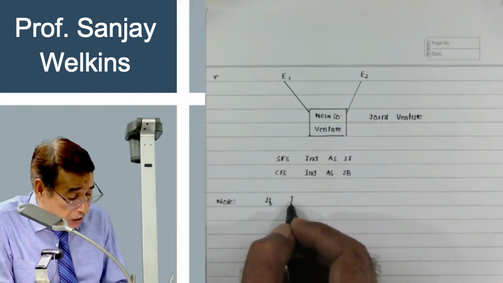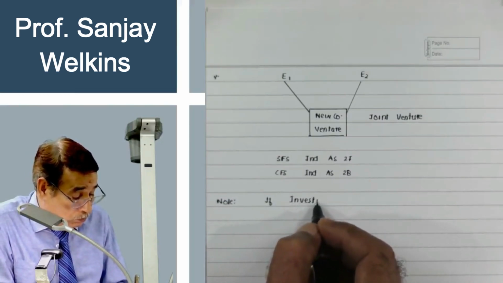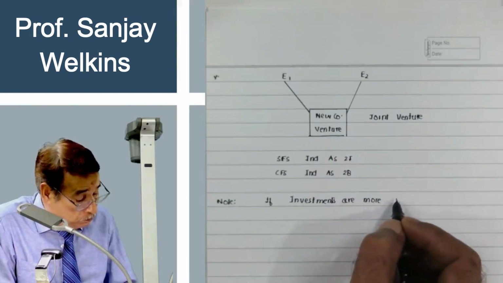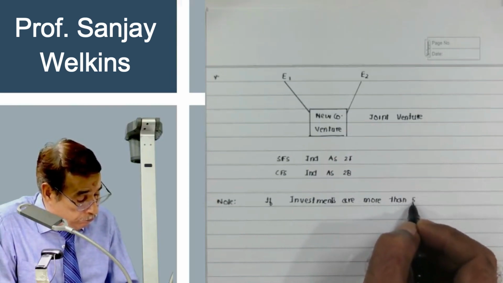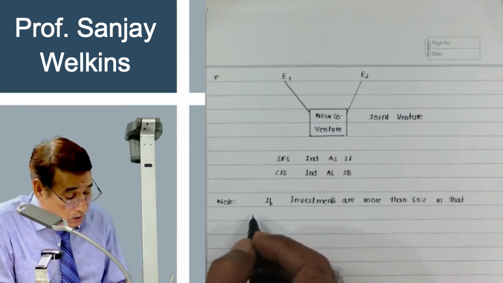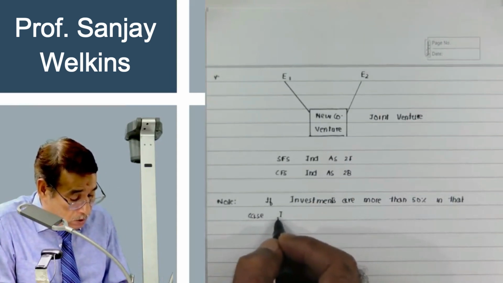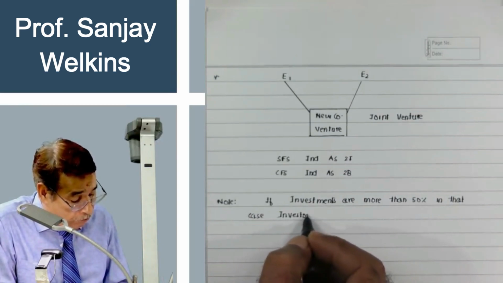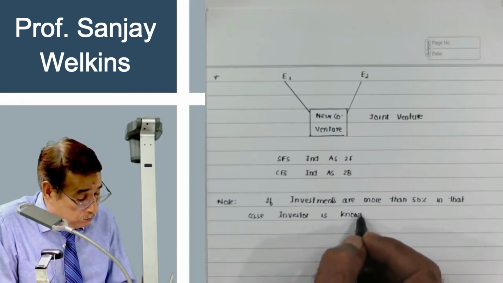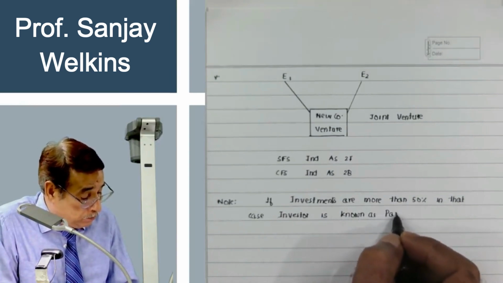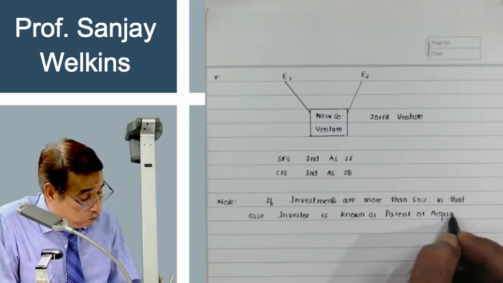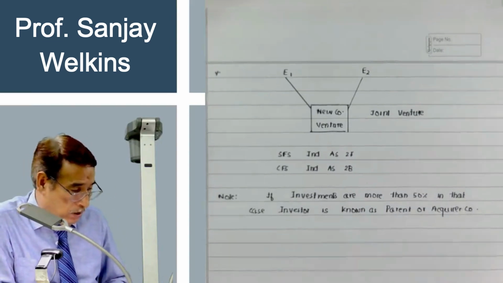If investments are more than 50%, in that case, I have already told you, in fact, this point, the investor is known as parent or acquirer company. Is it clear to you?